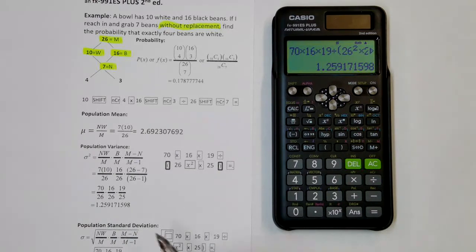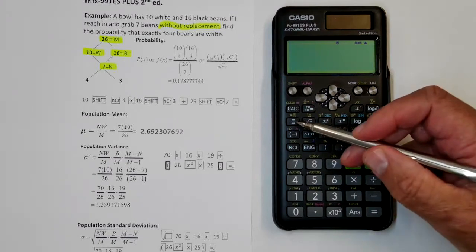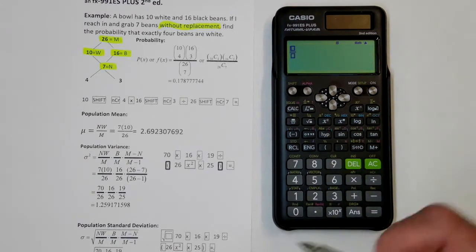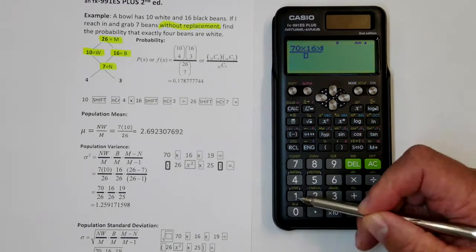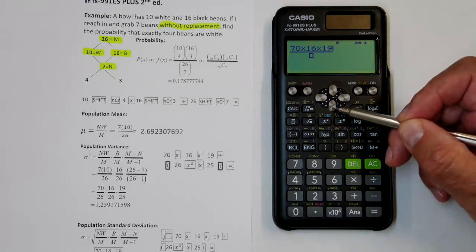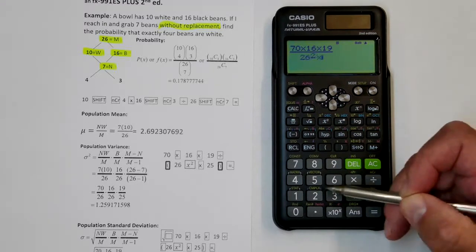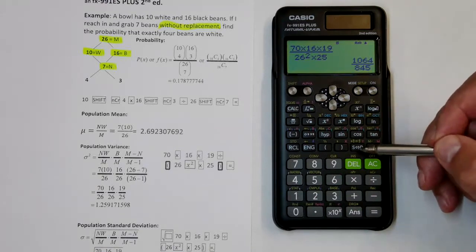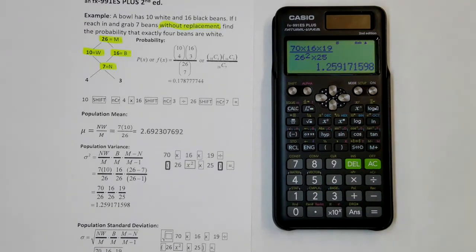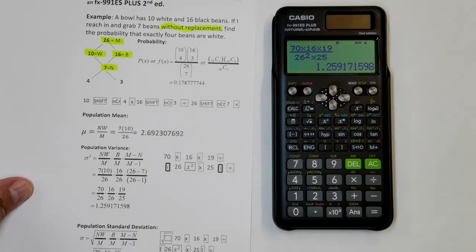Now, if you don't like doing it that way, we could also do it this way. I'll clear it. You see my fraction bar. On top of my fraction bar goes 70 times 16 times 19. Arrow down. And on the bottom, I go 26 squared times 25. Basically the same thing. It gives me the same number, and if I go decimal, 1.25917. Now, that's how to get the population variance.